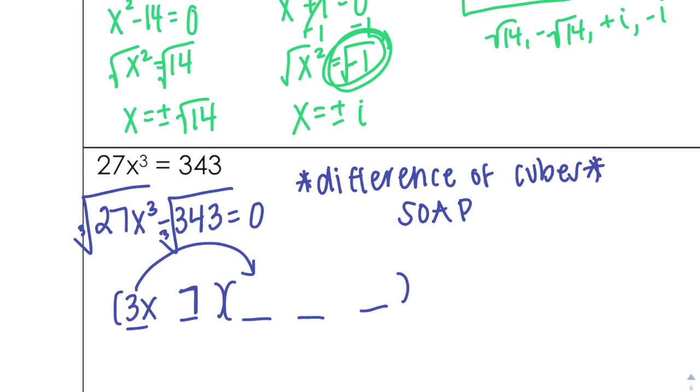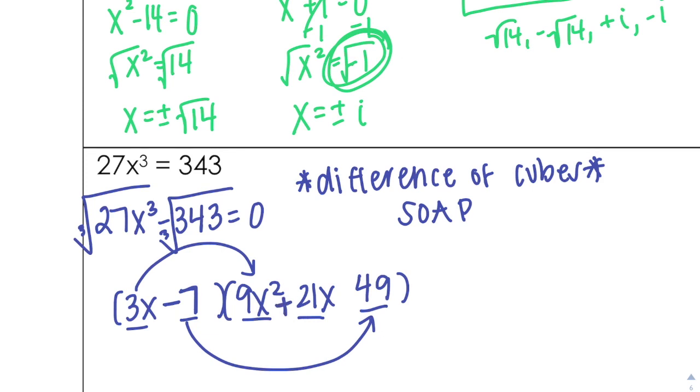Anyways, 3x squared is 9x squared. To get the last term, 7 squared is 49. And then remember, to get the middle term, we multiply. So 3x times 7 is 21x. And then SOAP to get your signs. So same sign would be minus, opposite sign would be a plus, and always positive would be a plus.